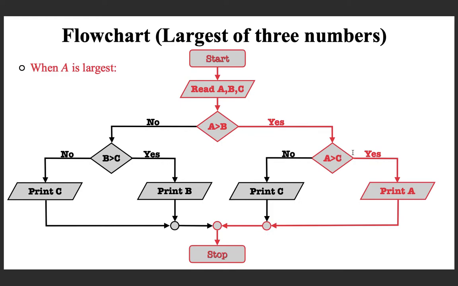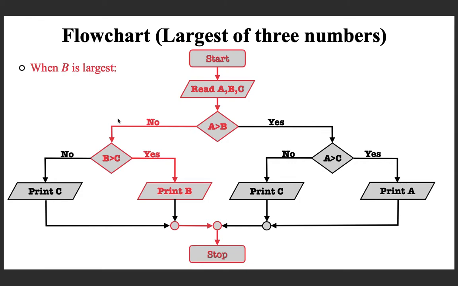A must be greater than C, and so you are again taking the yes branch and printing A and stopping. So when A is largest, the flowchart is working correctly. Next case, when B is largest. So when you come to this, because B is largest among the three, this condition is failing. A is not greater than B, because B is largest means this condition is false.